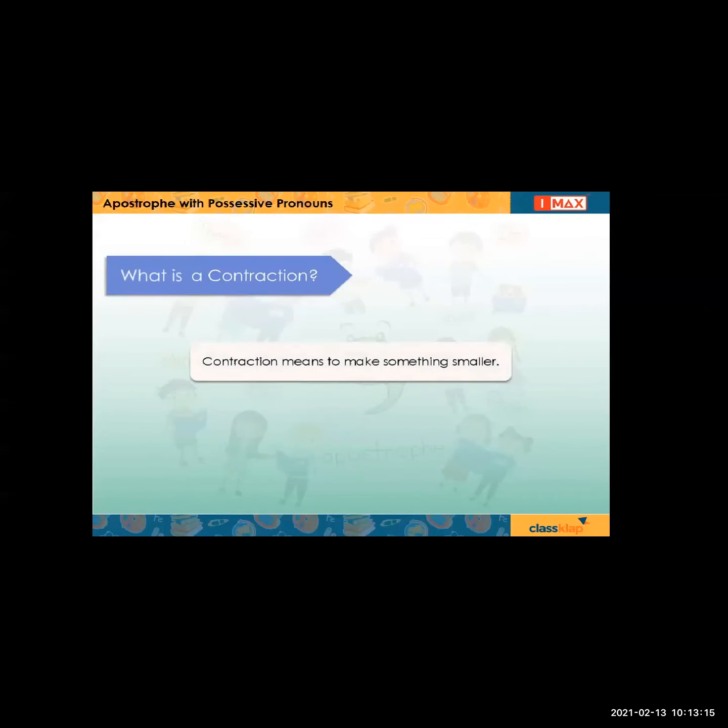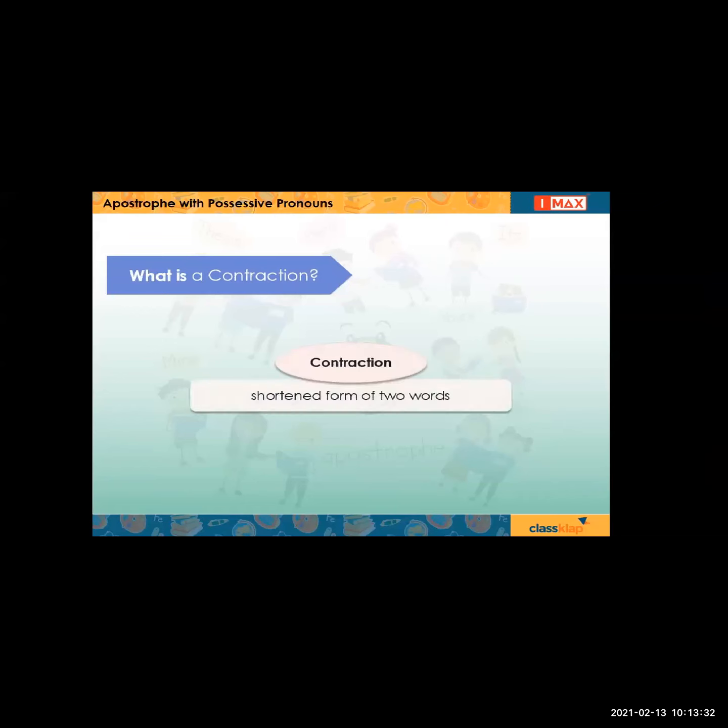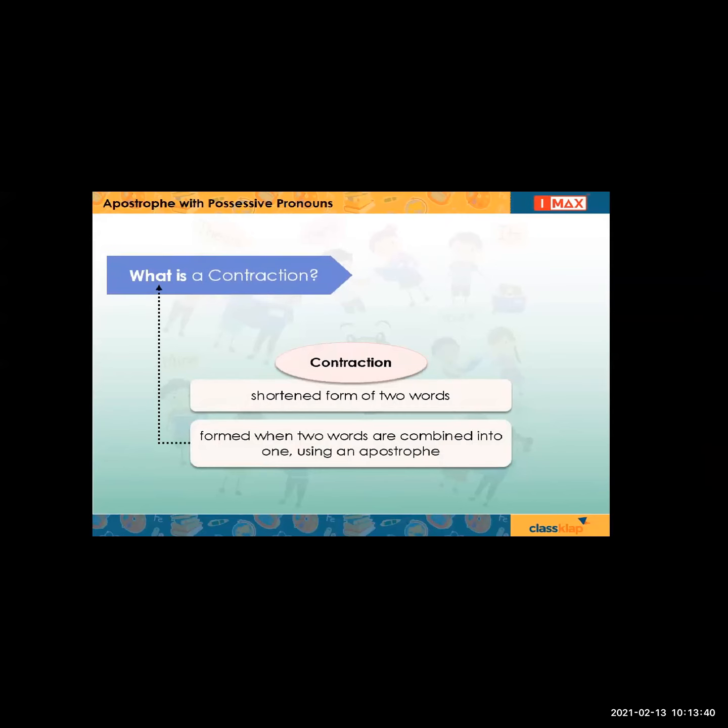What is a contraction? The word contraction means to make something smaller. That is what contractions do. A contraction is a shortened form of two words. A contraction is formed when two words are combined into one using an apostrophe. Like in the sentence shown here, what is has now become what's.